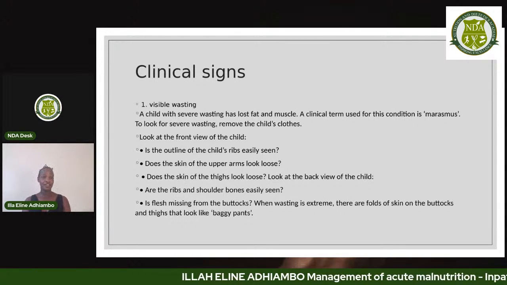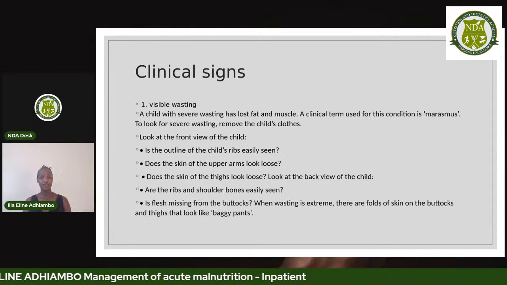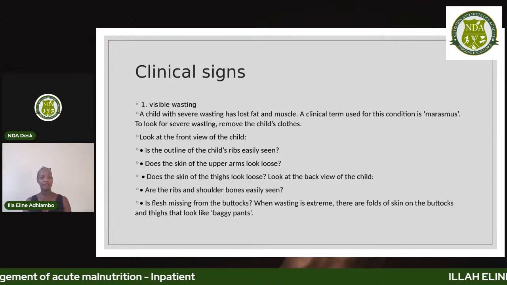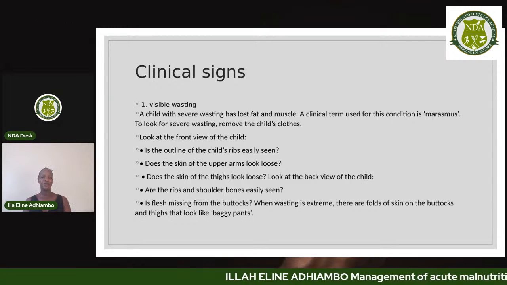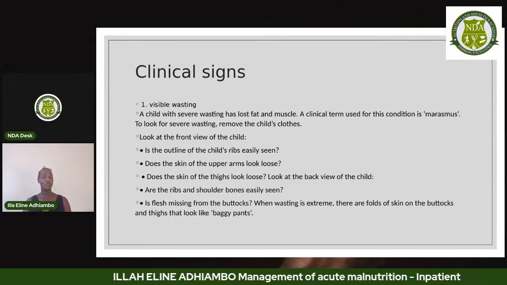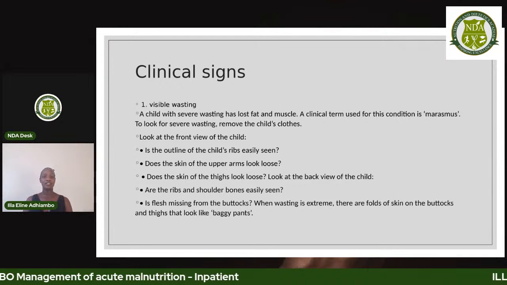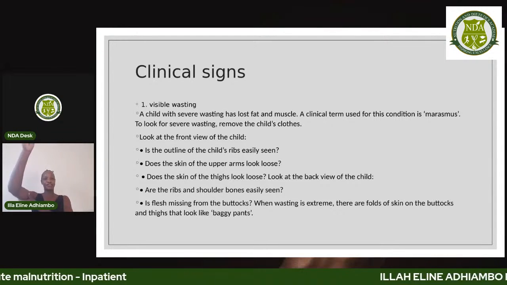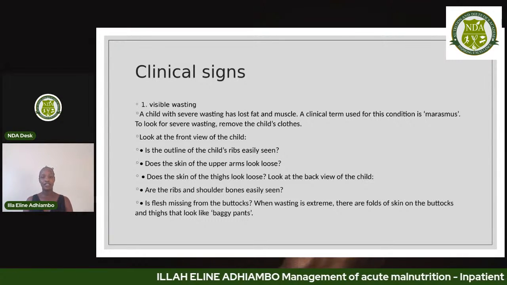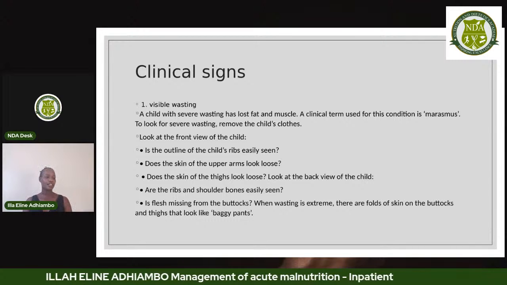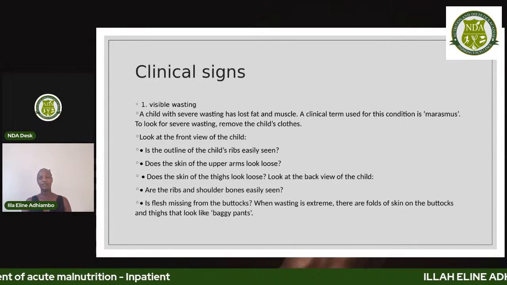The clinical signs of undernutrition, the things that we can see with our eyes, include seeing a child who's severely wasted, has lost fat and muscles, and this one can also be referred to as marasmus. If you look at a child, they look severely wasted. If you remove the child's clothes, you're able to see the ribs, and the skin on the upper arms looks loose, like around here. The skin can be hanging, and also the same could be in the thighs. And then the child is likely to have baggy pants, and you can see the ribs very easily.